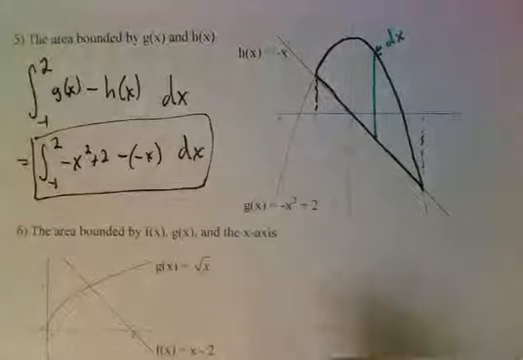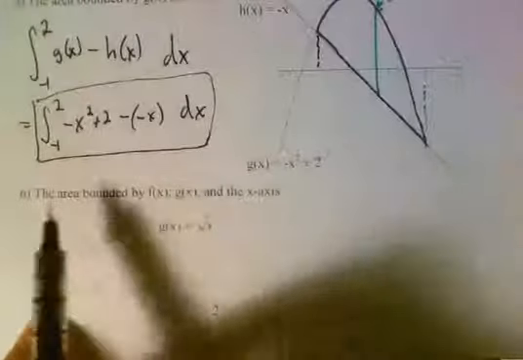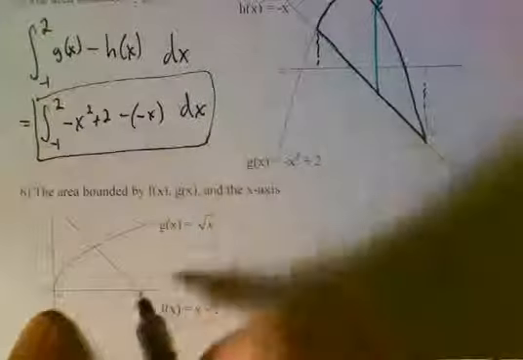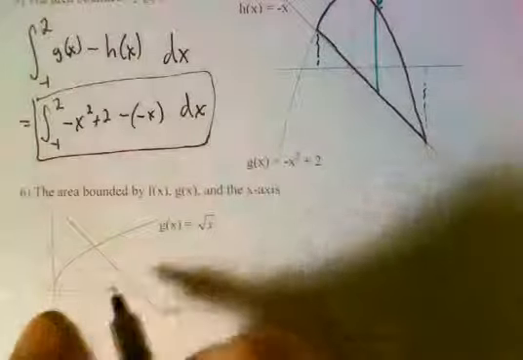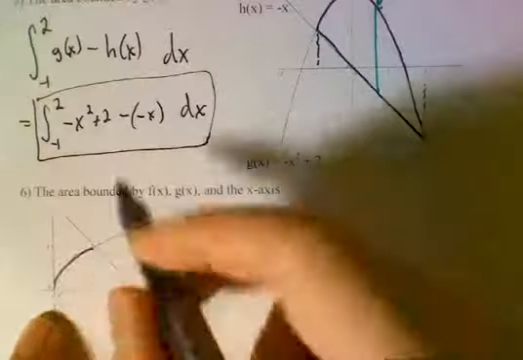Occasionally we run into one that's a little bit more complicated. So the area bounded by f of x, this is this, g of x, and the x-axis. So that's this area right here.